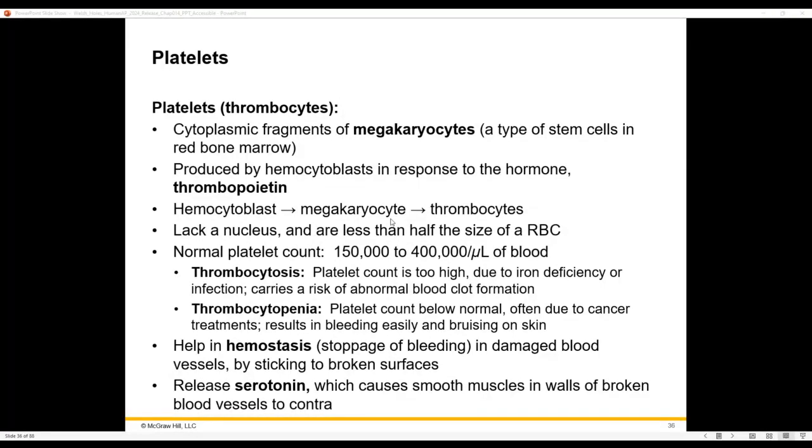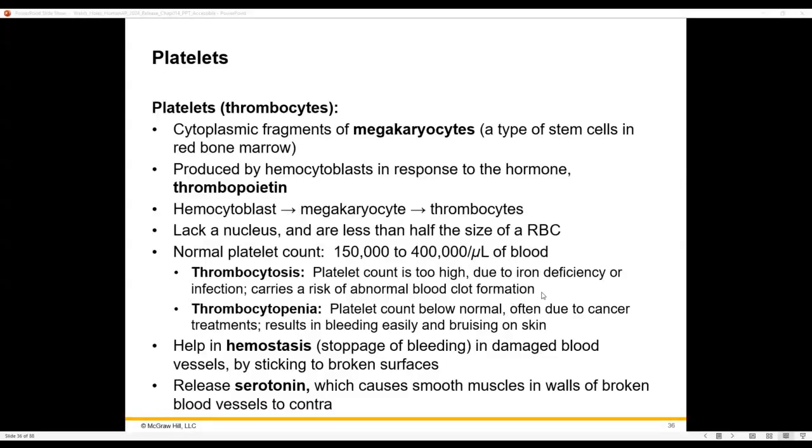Okay, platelets are also called thrombocytes. These are really cytoplasmic fragments of megakaryocytes, a type of stem cell in the red bone marrow. They're produced by hemocytoblasts in response to the hormone thrombopoietin. Hemocytoblasts will lead to megakaryocytes, which then lead to thrombocytes. They lack a nucleus, and they're less than half the size of a red blood cell. The normal platelet count is 150,000 to 400,000 per microliter of blood.